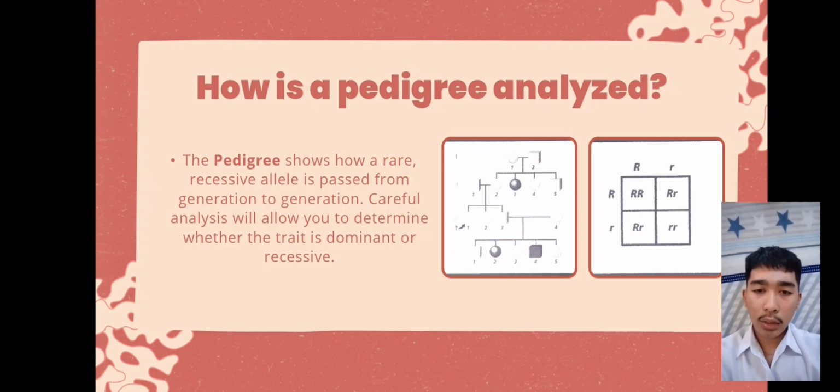Attention to detail and understanding genetic patterns are crucial for drawing accurate conclusions about the transmission of genetic traits. In general biology, the analysis of pedigrees involves studying the inheritance patterns of traits within families to understand genetic relationships and potential risks for certain conditions. Here is a general overview.